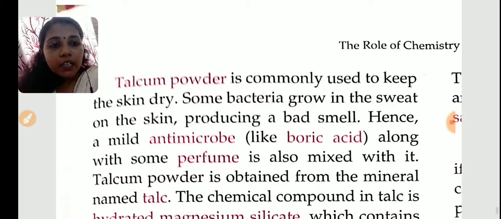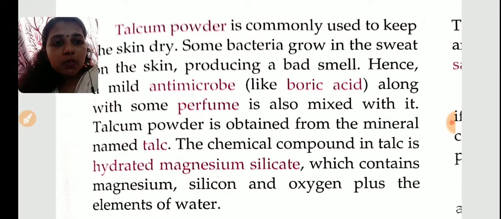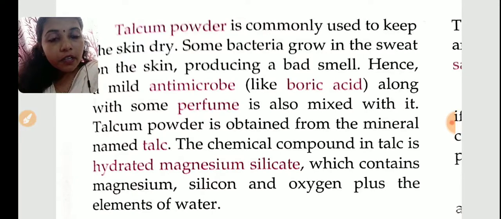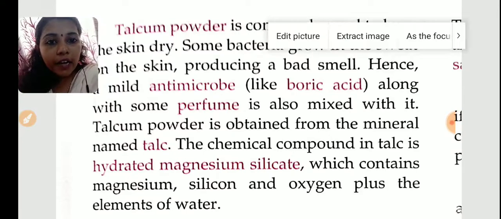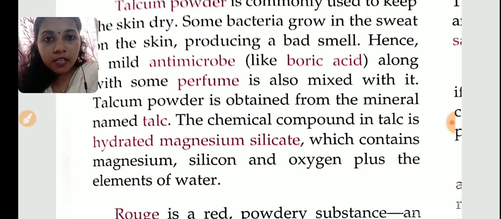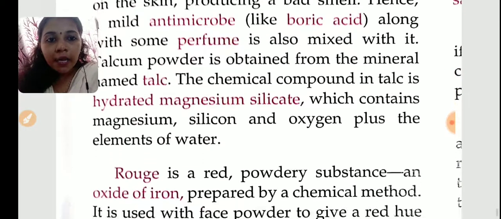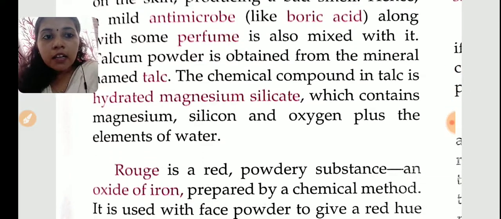Okay. Then next, talcum powder is obtained from the mineral named talc. It is prepared from what? It is prepared from a mineral called talc. Then the chemical compound in talc is hydrated magnesium silicate. What is the chemical present in powder? That is hydrated magnesium silicate, which contains magnesium, silicon and oxygen plus the elements of water. Some water is also present.